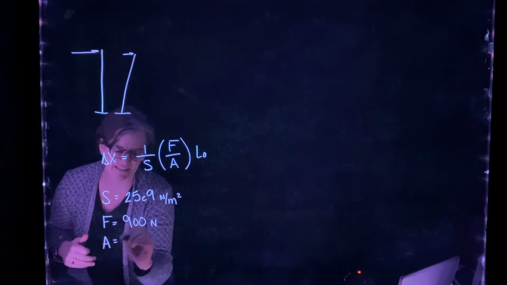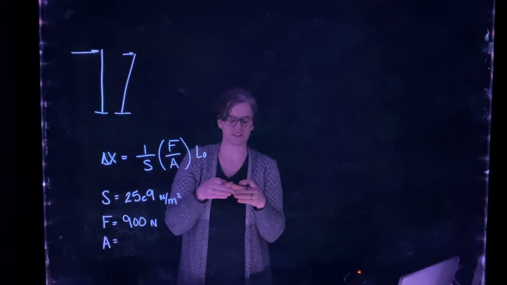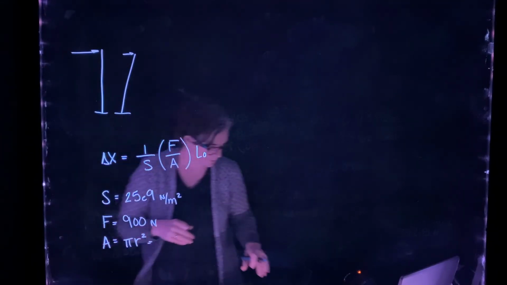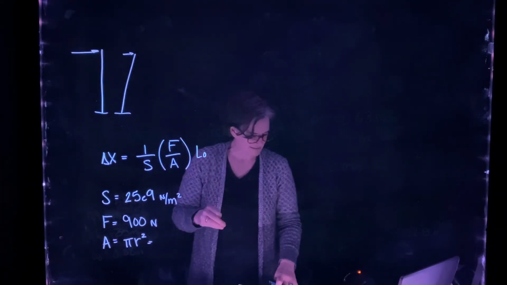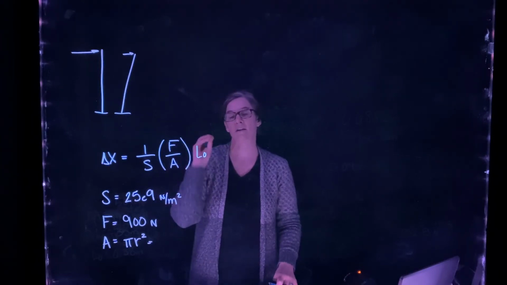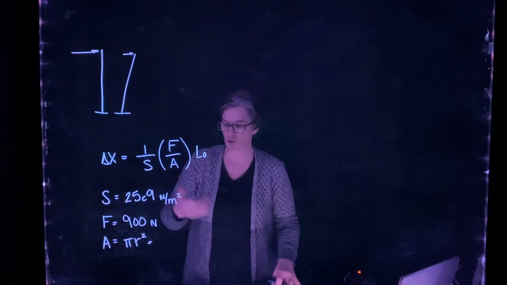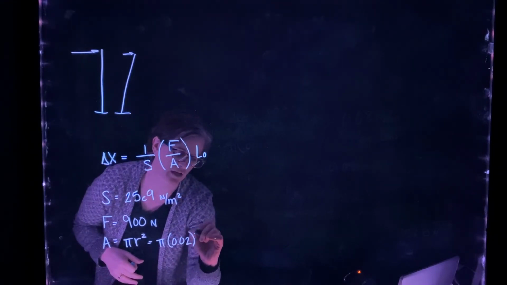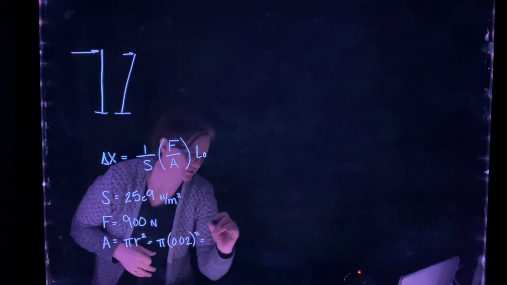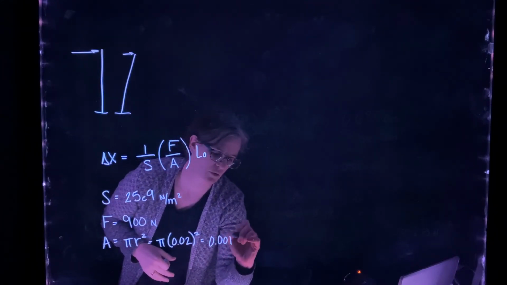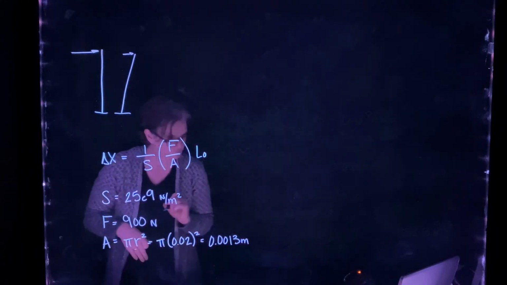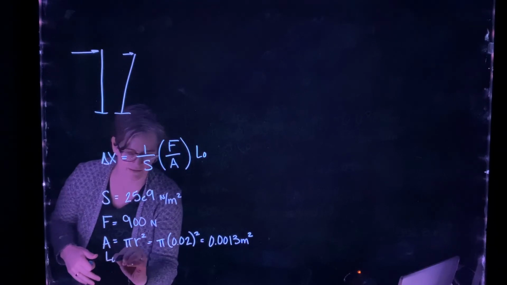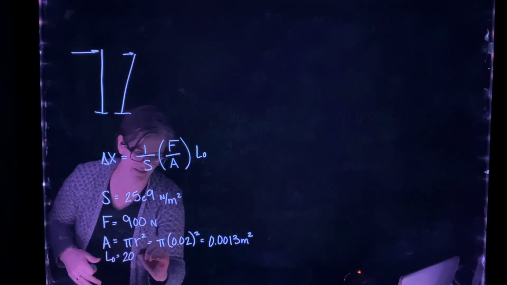The area, in this case, is the cross-sectional area of the flagpole, so that's pi times r squared, and we're told that the diameter is 4 centimeters. So the radius is 2 centimeters. So this is pi times 0.02 quantity squared, which gives us an area of 0.0013 meters squared. And we know that the original length is equal to 20 meters.